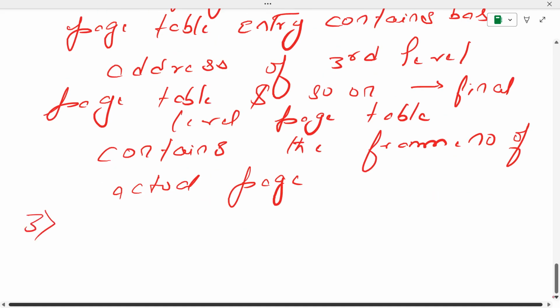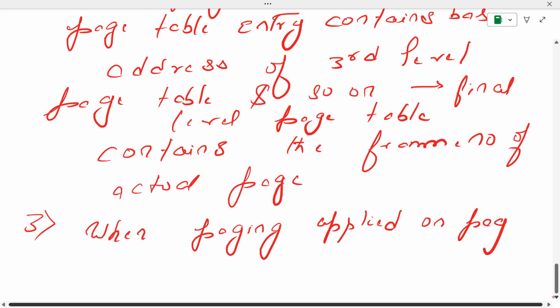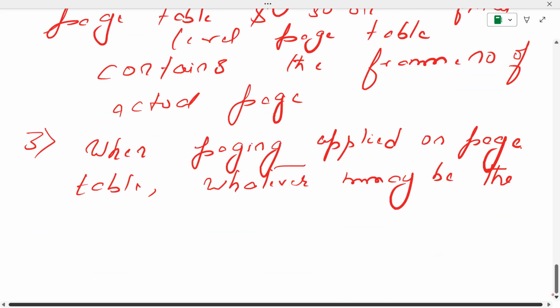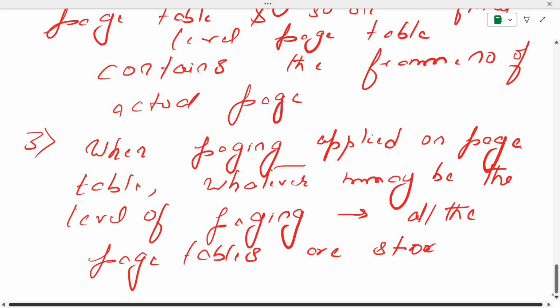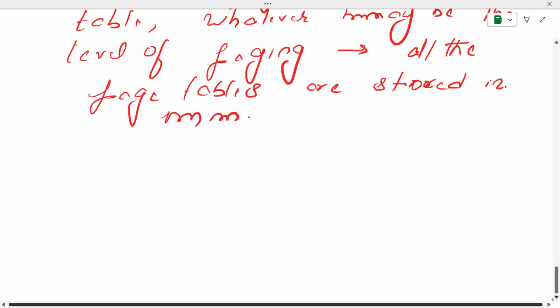Then the third thing is, when paging is applied on the page table, whatever may be the levels of paging, all the page tables are stored in the main memory.